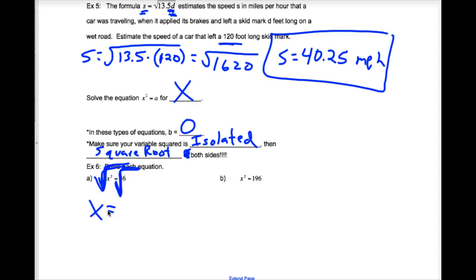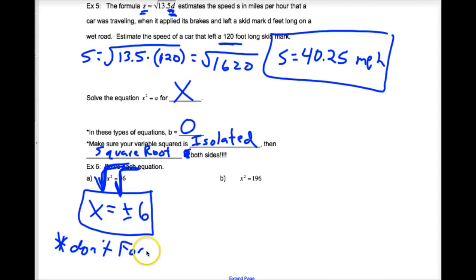And then, what's the square root of 36? 6. There's another one too, though. Negative 6. So you've got plus or minus 6. Okay, that's your answer, so put a big old star. Don't forget: plus or minus. And you only do that when you square root both sides. It's like a math thing that happens there.